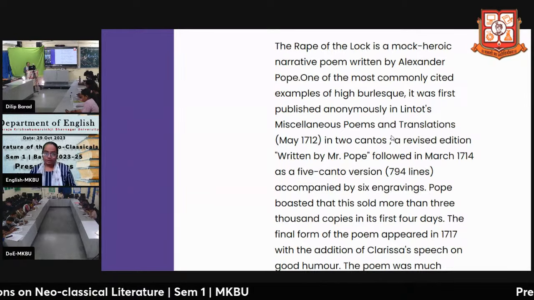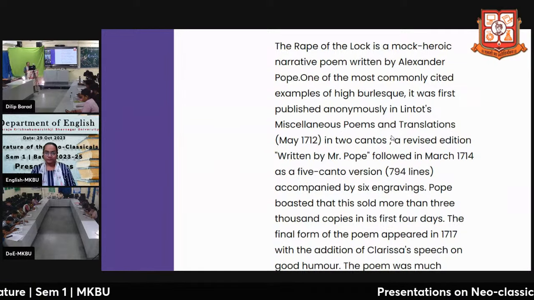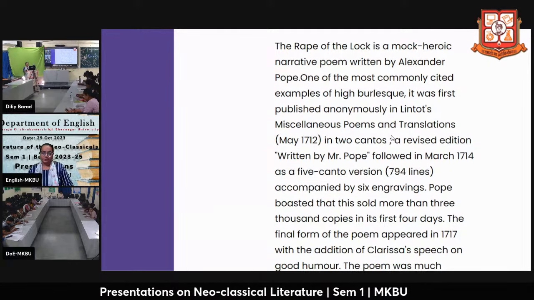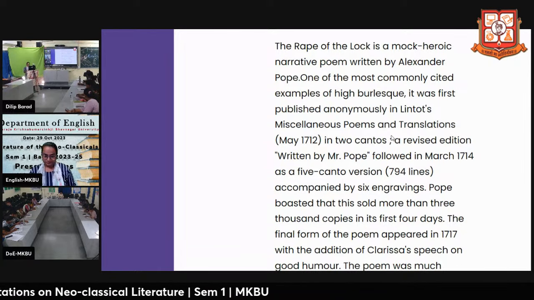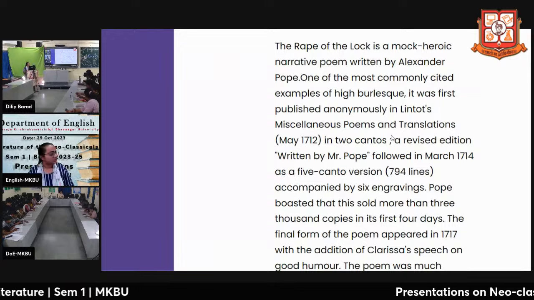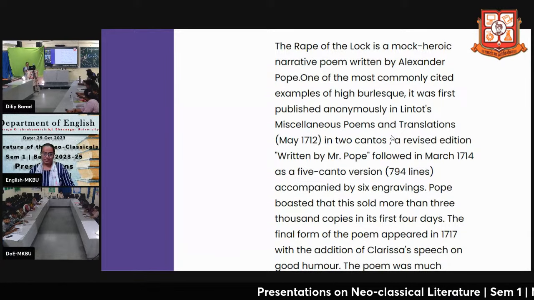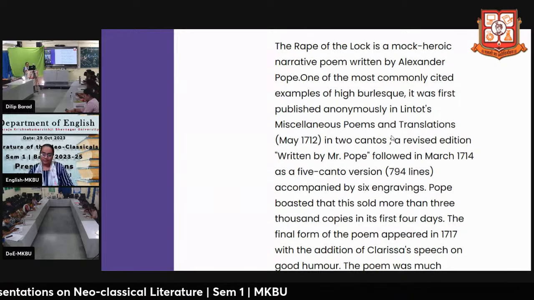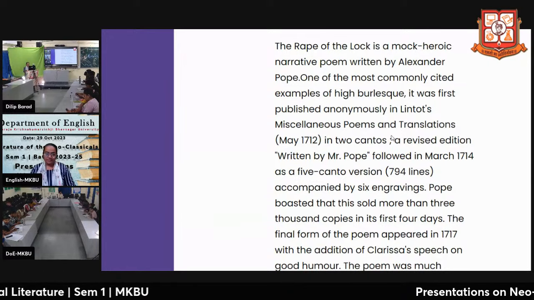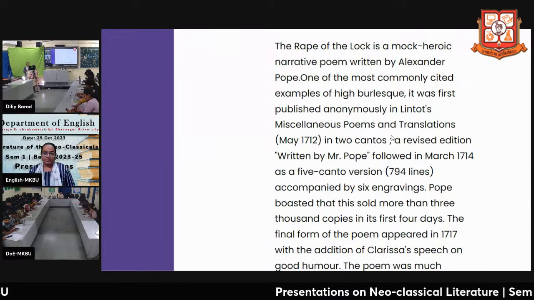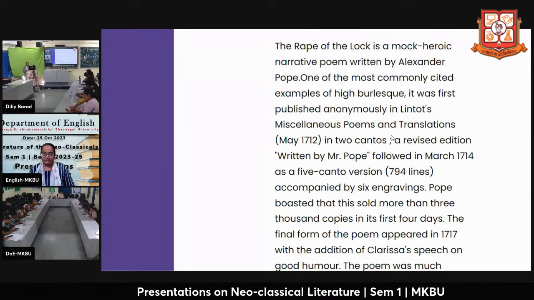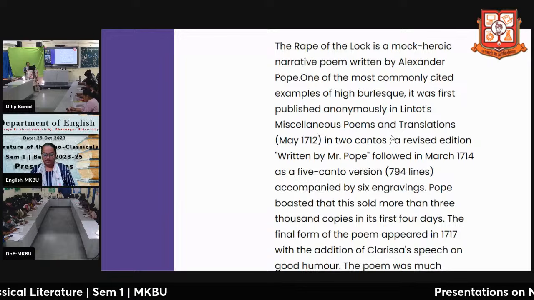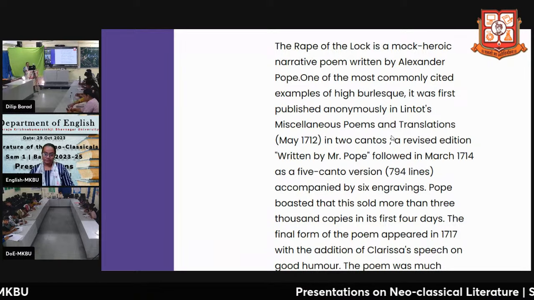The Rape of the Lock is a mock-heroic narrative poem written by Alexander Pope, one of the most commonly cited examples of high burlesque. It was first published anonymously in a two-canto version. A revised edition, written by Pope, followed in March 1714 as a five-canto version. Pope boasted that this sold more than 3,000 copies in its first four days. The final form of the poem appeared in 1717 with the addition of Clarissa's speech on good humor.